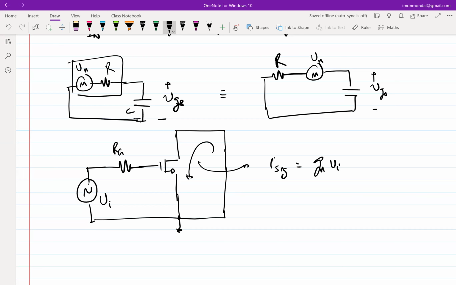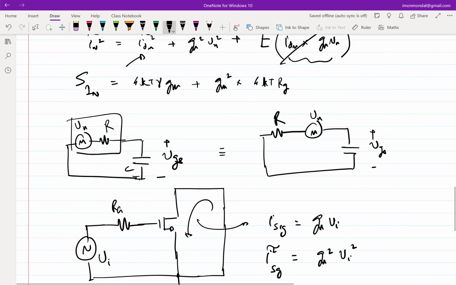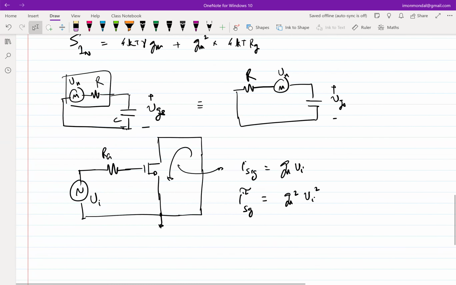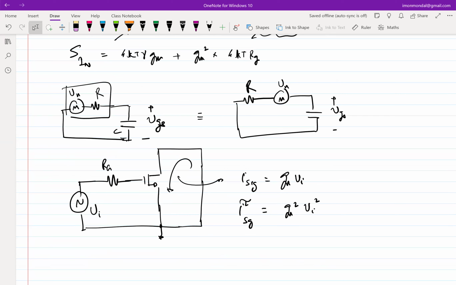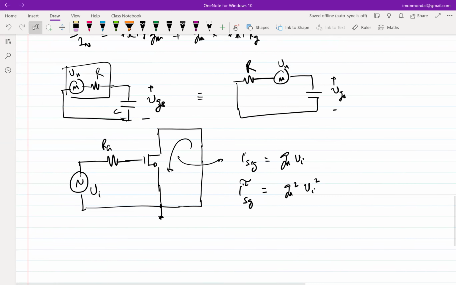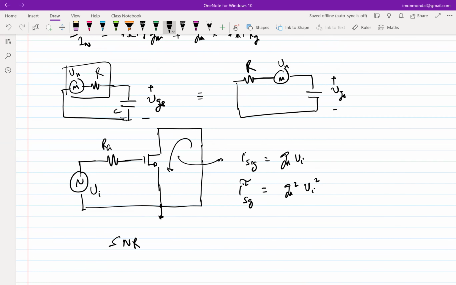So I squared sig is essentially equal to GM squared VI squared, right? Again, if it is a sinusoid, you have to do VP squared by 2 and all those things, but let's keep it at that. So essentially the part that we are looking for is the signal to noise ratio, right? Not only signal, not only noise. So what we are looking for is signal to noise ratio, where the signal power is GM squared VI squared, right?